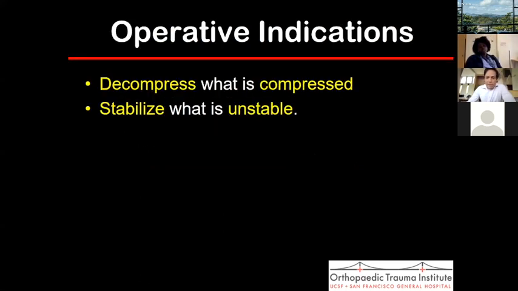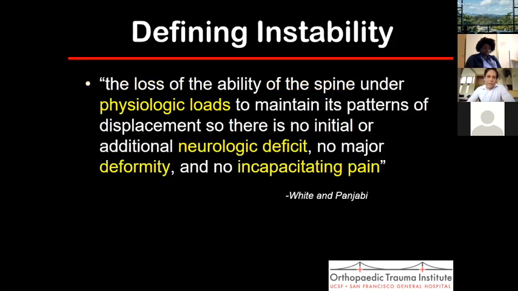And y'all have heard me say this multiple times: patients come in and think that spine surgery is pretty complicated, but typically, when it comes to trauma, we do one of 2 things. We decompress something that's compressed, or we stabilize something that's unstable. If we stick with those 2 broad themes, it will dictate the number of levels that we do and why we do those.